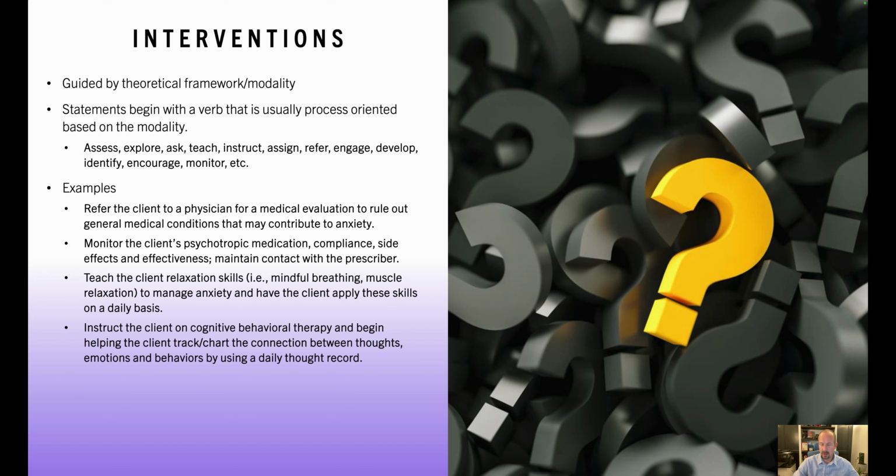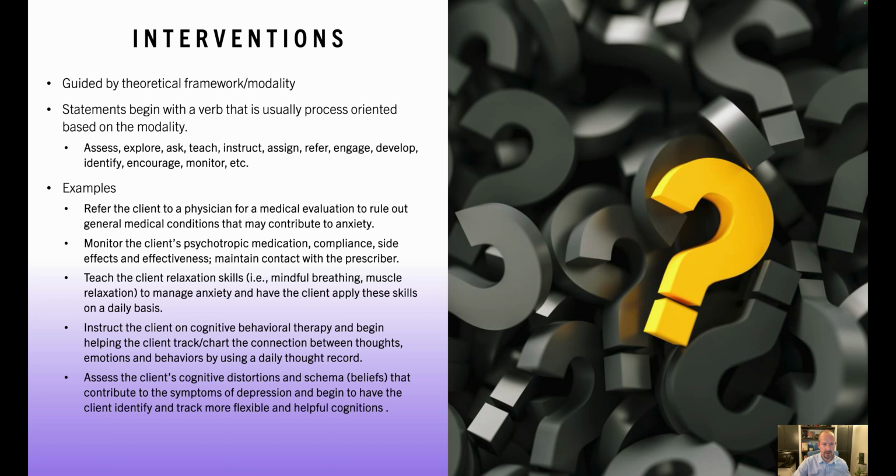You want to instruct the client on cognitive behavioral therapy and begin helping the client track or chart the connection between thoughts, emotions, and behaviors using a daily thought record. Again, you can begin to see that the interventions are really specific on what the task is going to be for that individual to achieve the objective that it came from.